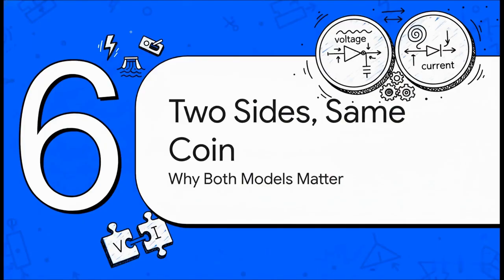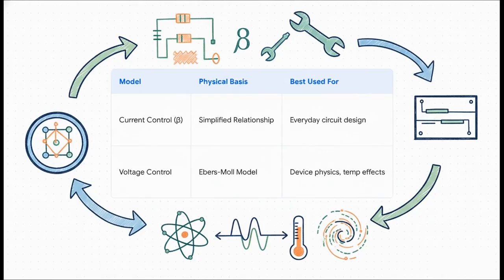Is it useless? Well, no, not at all. It's all about using the right tool for the right job. This table really sums it all up. The current control model, using that beta value, is a fantastic abstraction. For day-to-day circuit design, it's simple, it's quick, and it works great. But if you really want to understand the deep physics of what's going on, or why a transistor's behavior changes so much with temperature, you absolutely need the voltage control model. One is the tool for the circuit designer trying to get a job done. The other is the tool for the physicist trying to understand reality.